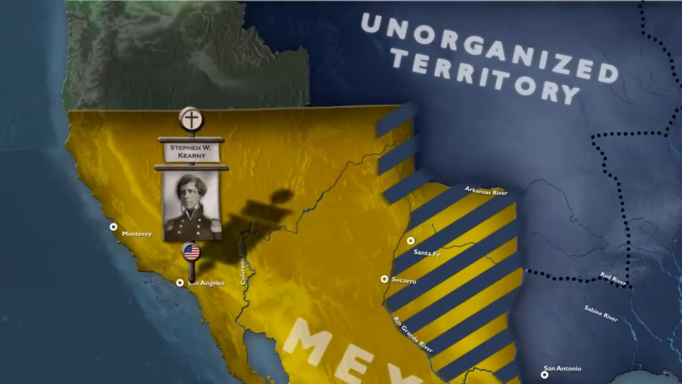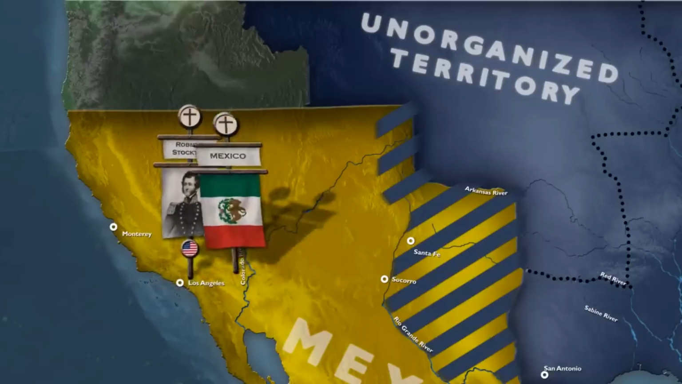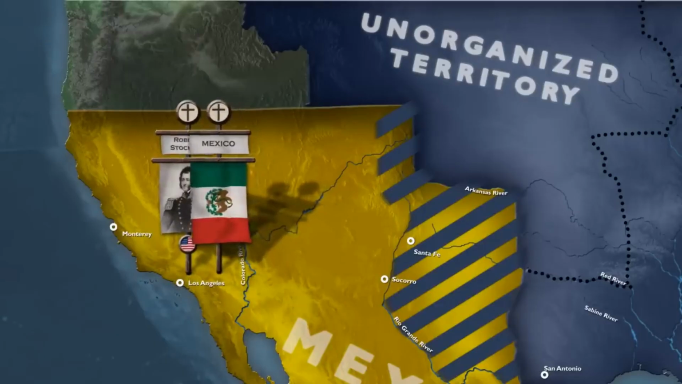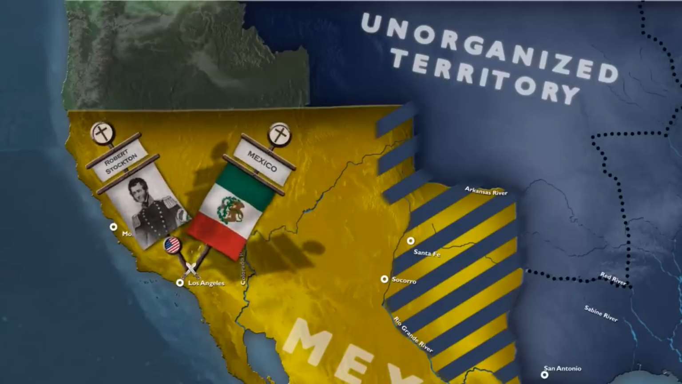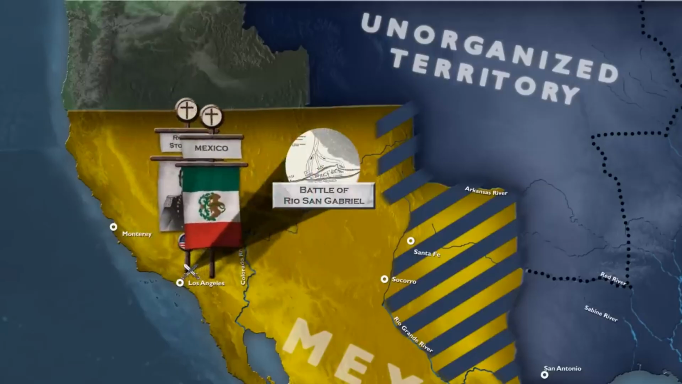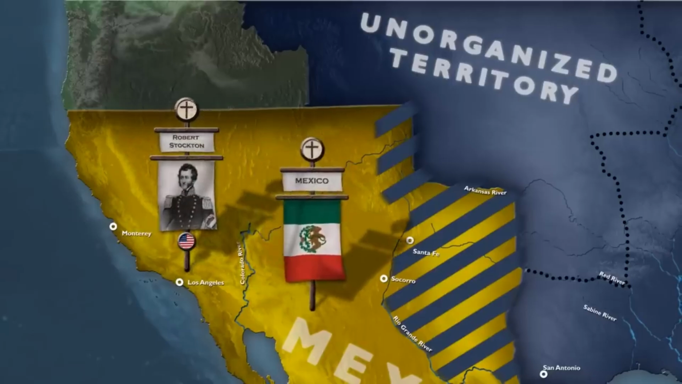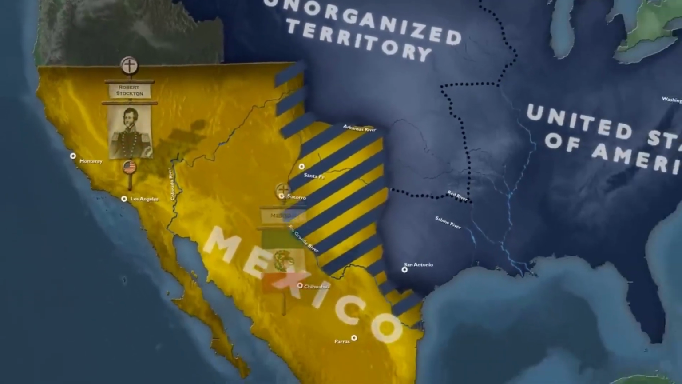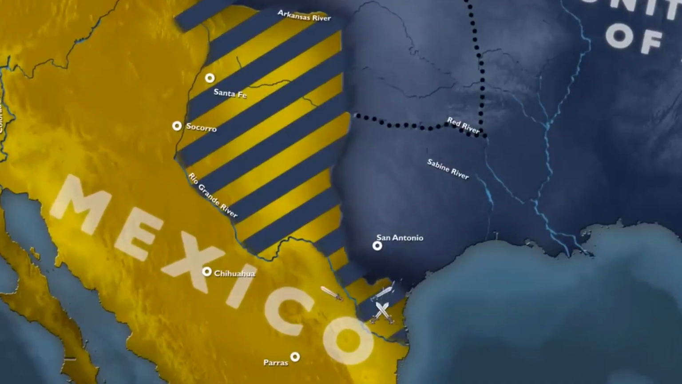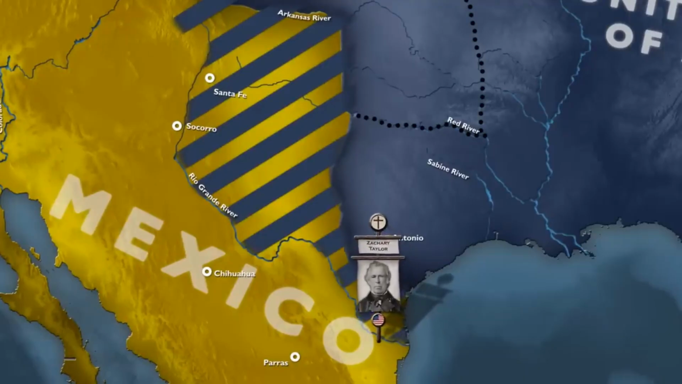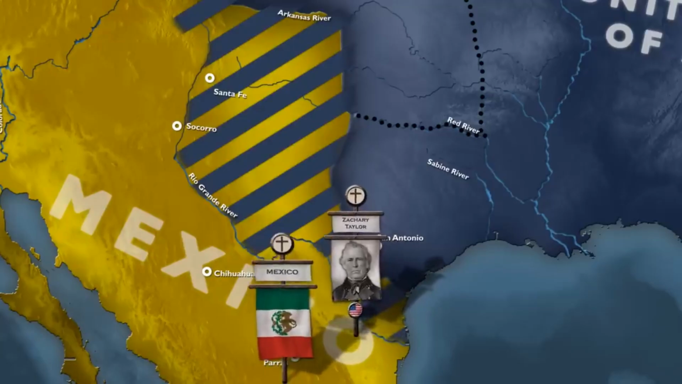Santa Anna assembled a large army and marched north. In February 1847, he confronted Taylor near Buena Vista. The battlefield favored defense. American troops occupied strong positions among hills and mountain passes. Despite this advantage, Taylor's force numbered only about 4,600 men. Santa Anna arrived with approximately 15,000 soldiers. Confident in his numerical superiority, he demanded the American surrender. Taylor refused. The next morning, one of the war's most famous battles began.